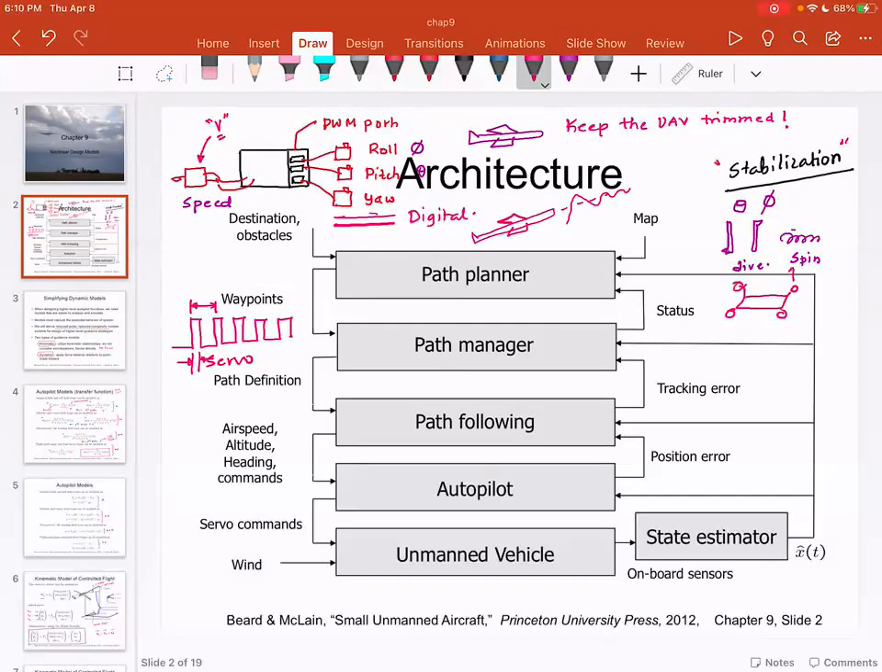If you are stabilizing that quadcopter by means of a smartphone, inside the microcontroller there is an accelerometer, and depending upon the roll reading and pitch reading from the accelerometer, it tries to maintain roll equal to zero and pitch equal to zero. This is the very fundamental function that a quadcopter does.